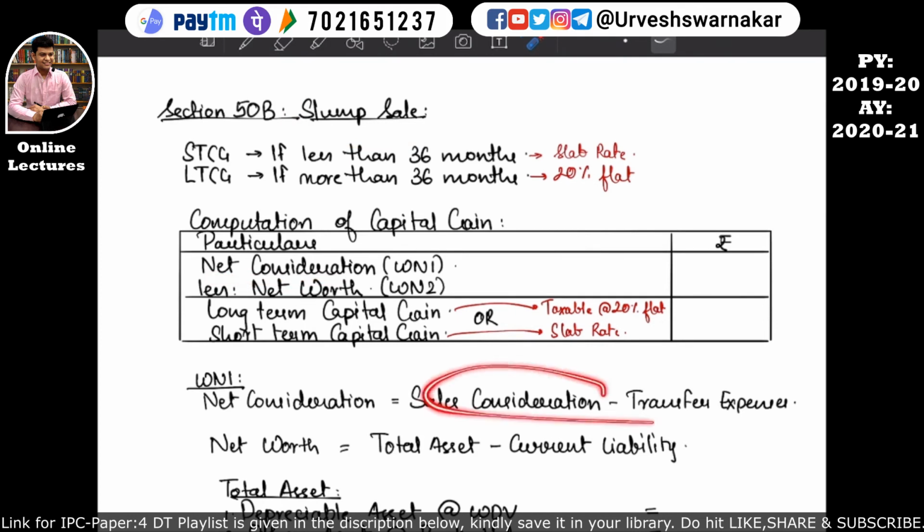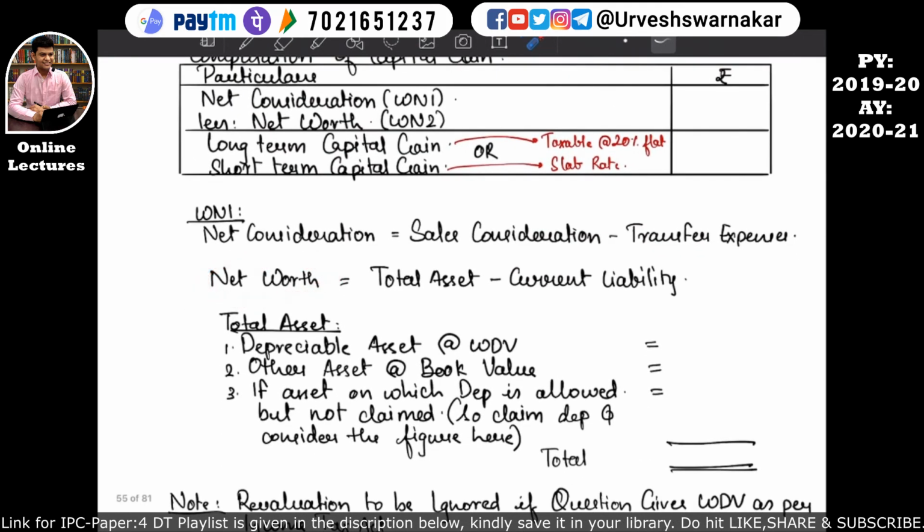In the exam all these details will be provided to you. You just need to simply calculate this net consideration, and then you need to calculate the net worth. This is the important task. How to calculate net worth? Net worth is equal to total asset minus current liabilities. I hope you know how to ascertain whether a particular liability is a current liability or not. So what does total asset mean? Total asset means depreciable asset at the rate WDV, other asset at the rate book value. If an asset on which depreciation is allowed but not claimed, then claim depreciation and consider the figure over here, and whatever will be the total will be taken over here as total asset, and further it will be reduced by the current liabilities, and that will become our net worth. And finally we will find out our long-term capital gain or short-term capital gain.